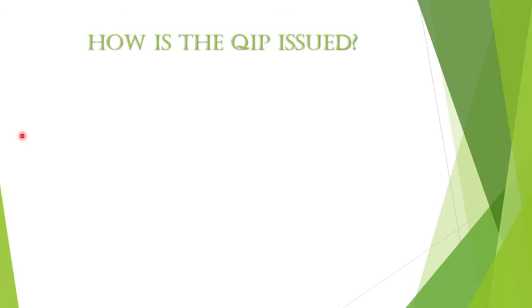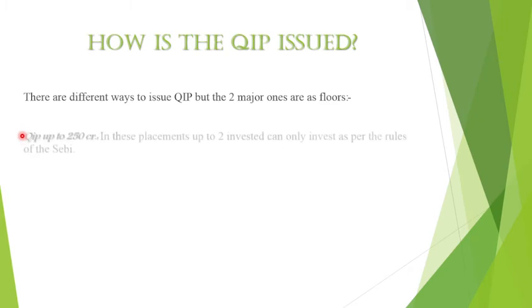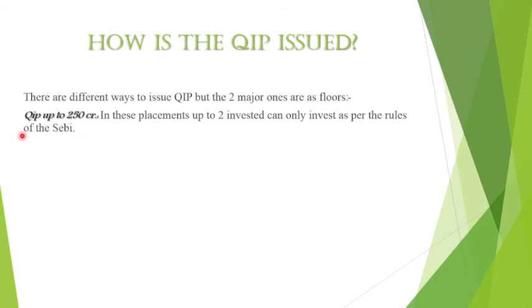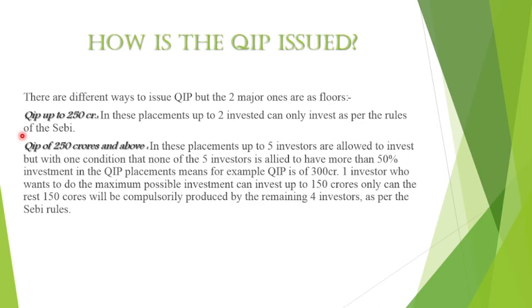Now again, another important question: how is the QIP issued? There are different ways to issue QIP, but the two major ones are as follows. First of all, QIP up to 250 crore. In this placement, up to 2 investors can invest as per the rules of SEBI. Now let's see the next one, QIP of crores and above.